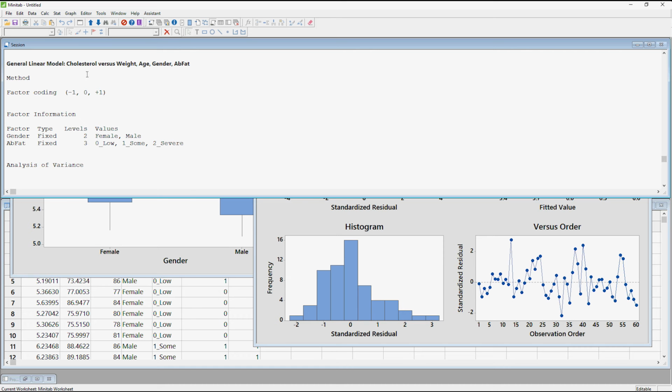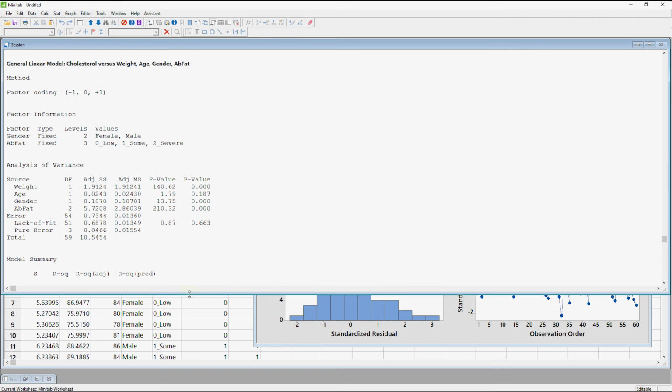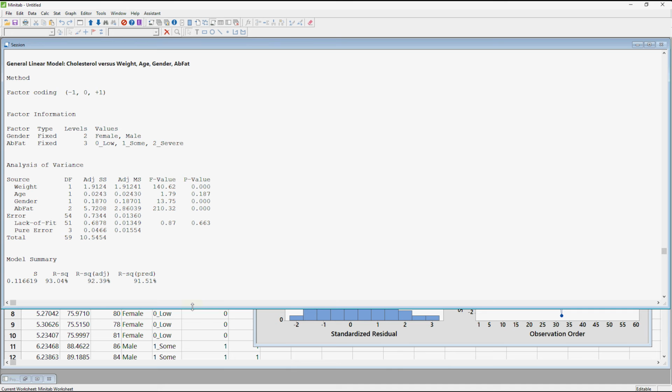In this case, if we can just go up and have a look, so we've got our general linear model, and we're using weight, age, gender, and abdominal fat. We knew that the weight was significant, so we would be assuming it would stay significant. The age, the p-value has changed. Every time you add a variable into or take one out of a model, all the p-values will shift around a little bit because the model has changed, but it's still not significant. The gender is significant and the ab fat is significant.